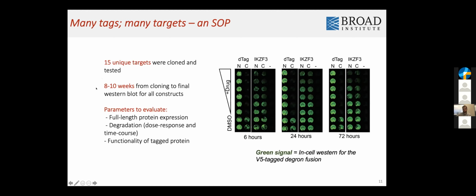We came up with a fairly standardized pipeline that could take us from about 8 to 10 weeks from clicking on Twist to the final Western blot for all of those constructs. On the right, I'm showing an in-cell Western readout that we adopted for generating dose response and time course data, where we're seeing, for example, that the DTAG N construct for nanoluciferase is not being degraded with any dose of drug, whereas the DTAG C construct is really efficiently degraded at 6 hours with any dose.